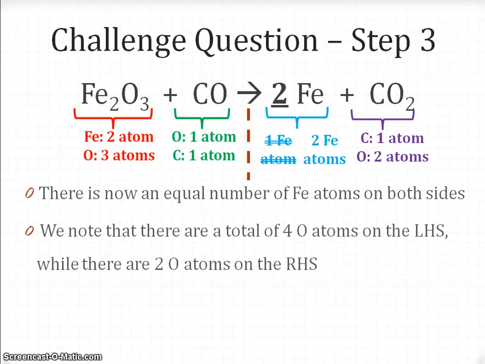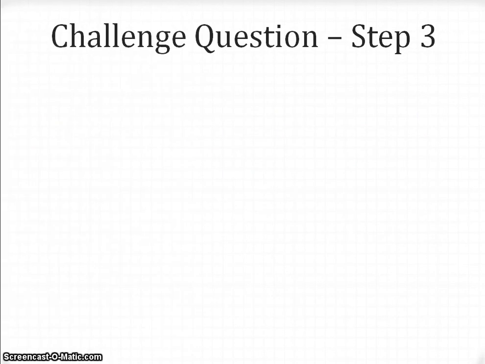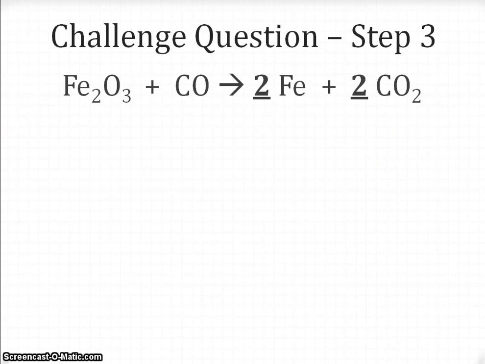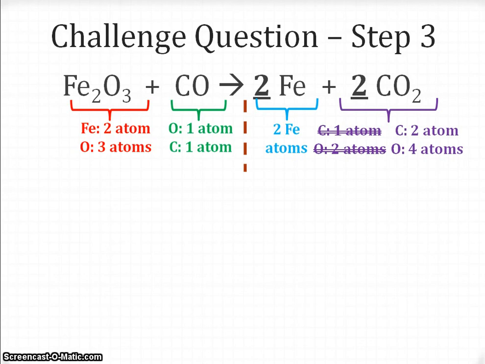We note that there are a total of 4 oxygen atoms on the left-hand side, but only 2 oxygen atoms on the right-hand side. So, like before, we should add a 2 in front of carbon dioxide to balance it. This will be the equation that we will obtain, where there are 4 oxygen atoms on the right-hand side, just like the left-hand side.